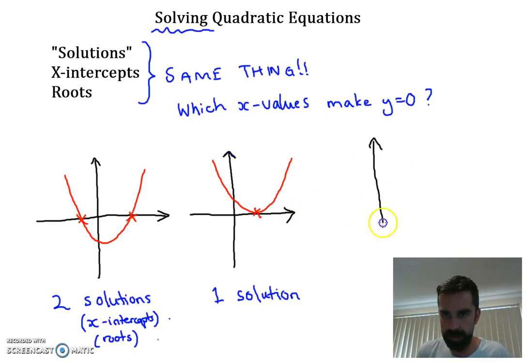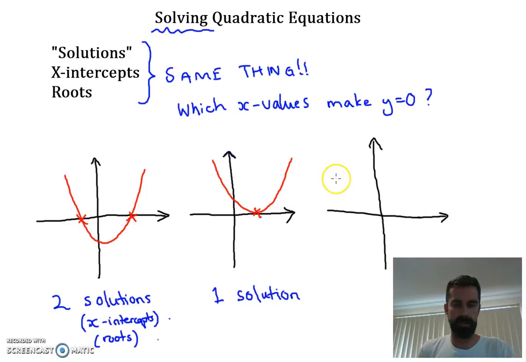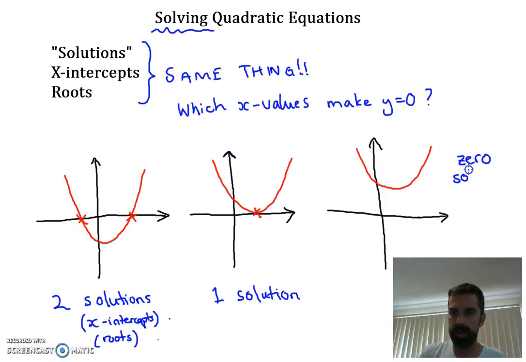And of course, there's a third possibility. Okay, I'm sure you guys will draw this a lot neater than me. The third possibility is that our quadratic comes along and never actually touches the x-axis. And that's quite possible. That happens all the time. In this case, as you can probably guess, we say that there are 0 solutions, or 0 x-intercepts, or 0 roots. There are no x values that make y equal to 0. It just doesn't happen. So that's the three possibilities.